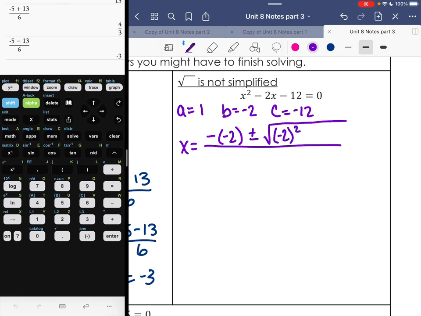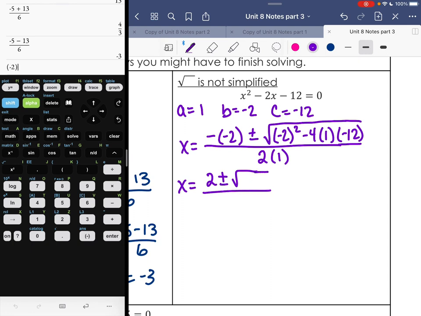Then we're going to have -2 squared. Make sure you use your parentheses. -4 times 1 times -12. And then on the bottom, we're just going to have 2 times 1. Okay, so now step 4 is to simplify these parts. So -(-2) is +2. And then we can put the discriminant portion into our calculator. So that's 52. And then on the bottom, 2 times 1 is 2.